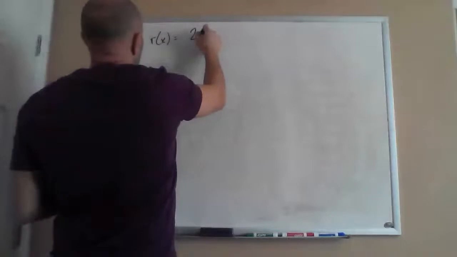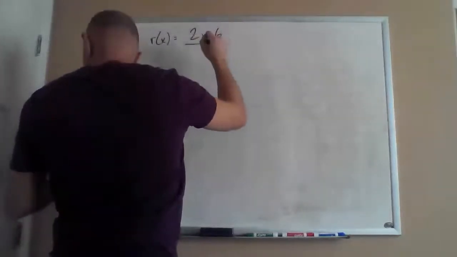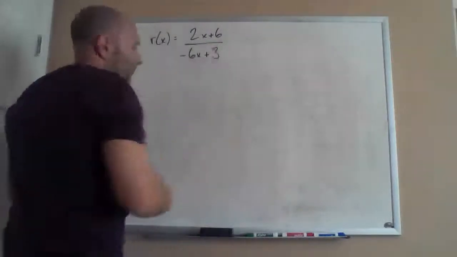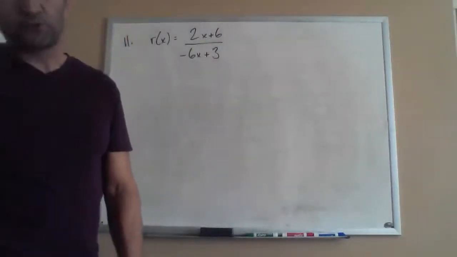X is equal to 2x plus 6 all over -6x plus 3. So go ahead and try this one.